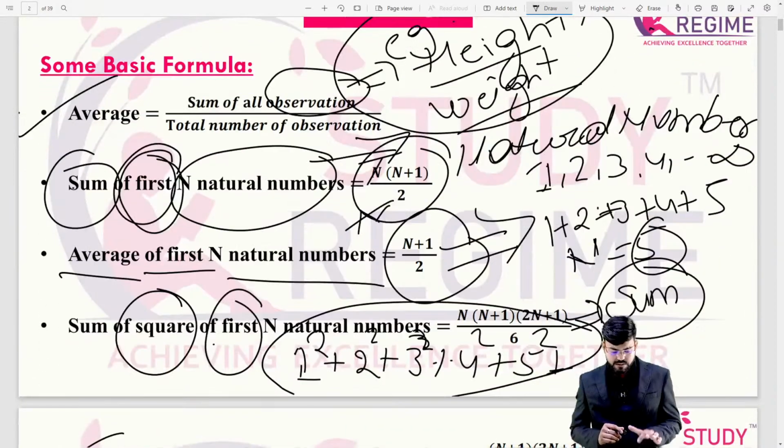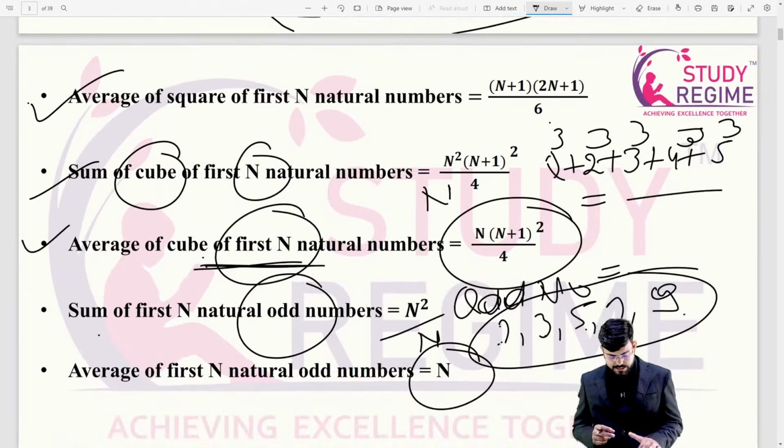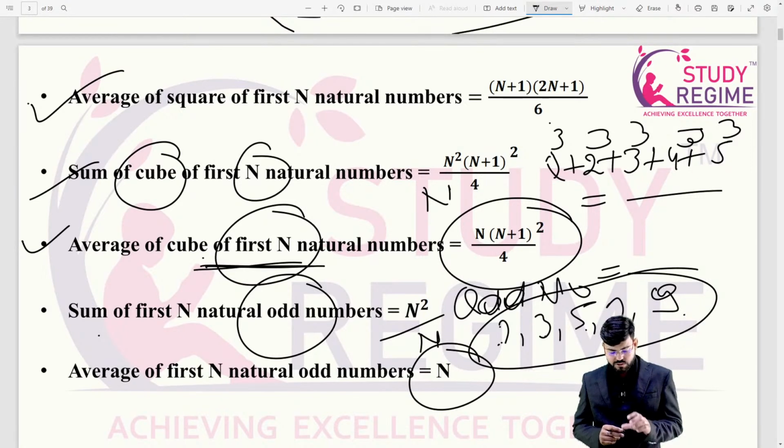We have started with the formula for the average, which is equal to the sum of the observations upon the total number of observations. Now if you find the sum of the first n natural numbers, you can simply apply the formula and divide by n, the total number of observations, to find the average. Similarly for the squares of the first n natural numbers, the sum is n into n plus 1 into 2n plus 1 by 6, and you can divide it by n to get the average. Similar is the case with the cubes of the first n natural numbers. You can apply the formula and divide by n, the total number of observations, to find the average.